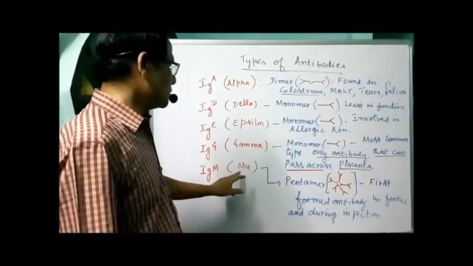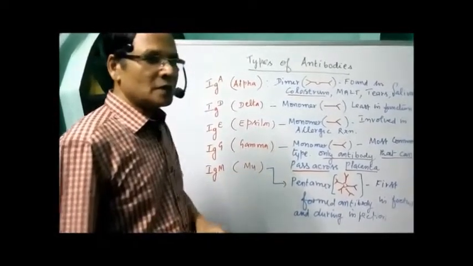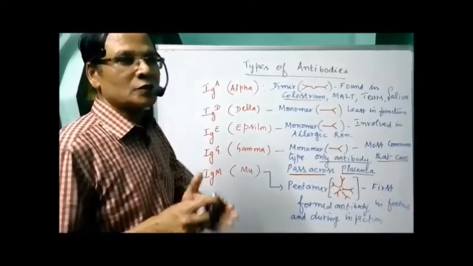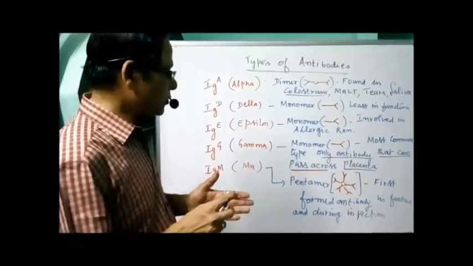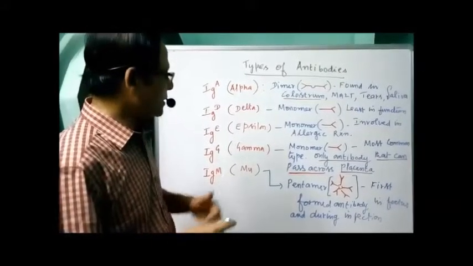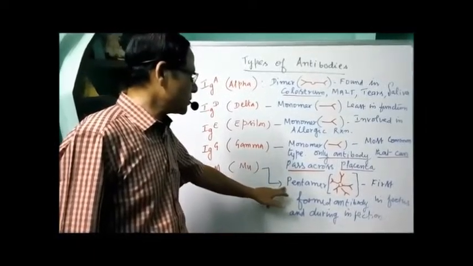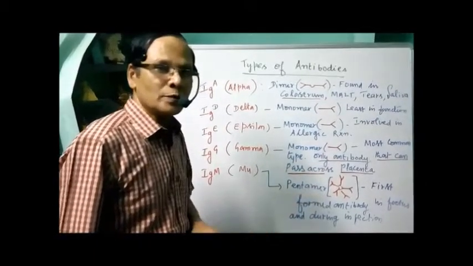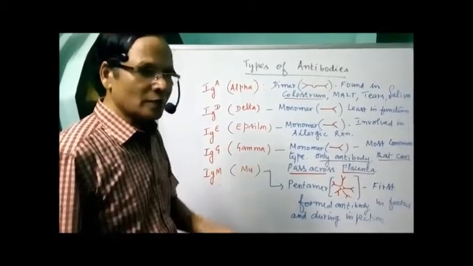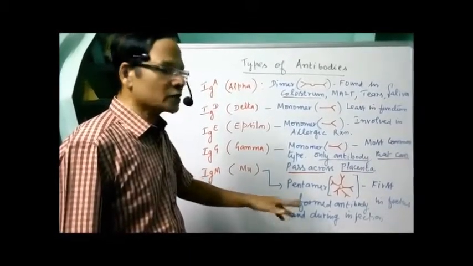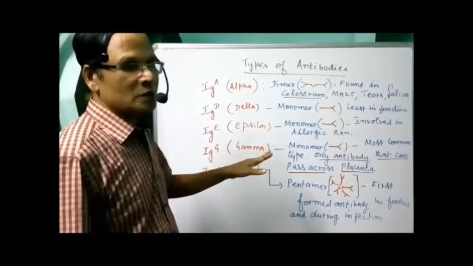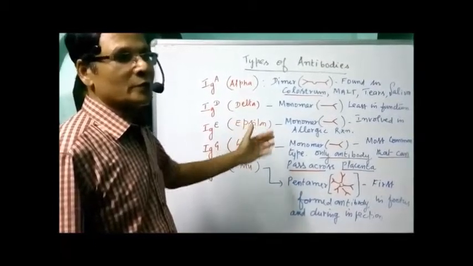Then IgM, mu, a pentamer. It is the first formed antibody in the fetus as well as during infection. Later they get assorted into the G type, the common type, and other types. So it's a pentamer formed of 5 immunoglobulin molecules, the first formed antibody in the fetus during development and also during infection in the body. That's about the types of antibodies based on physiology and biochemistry.